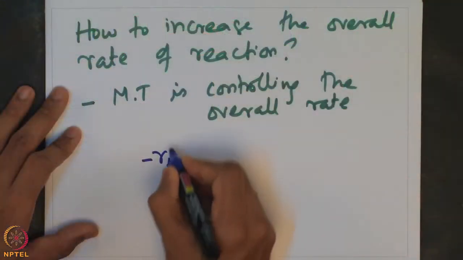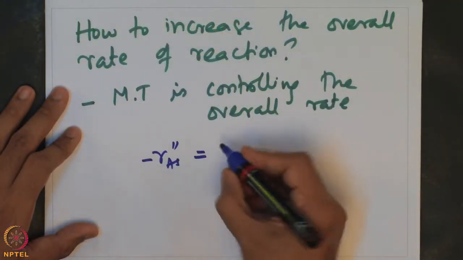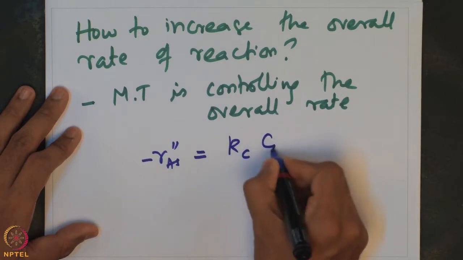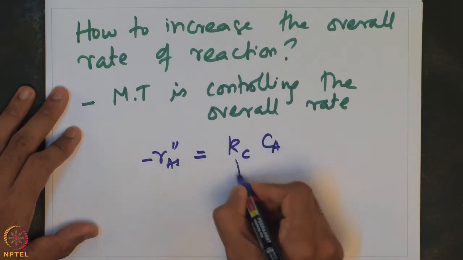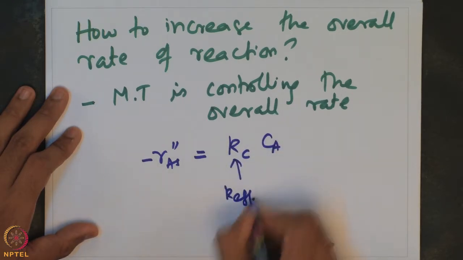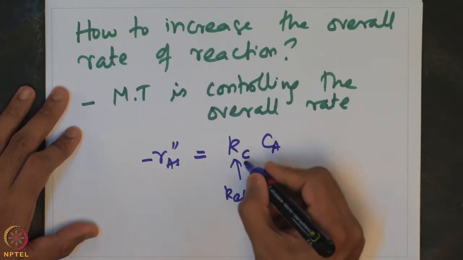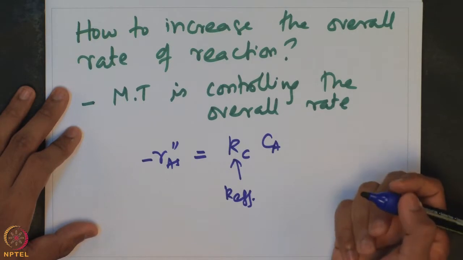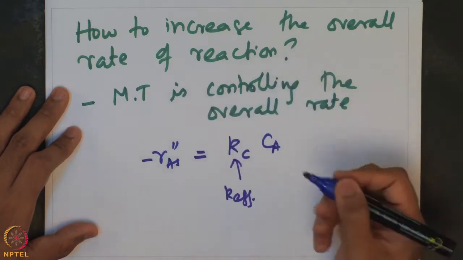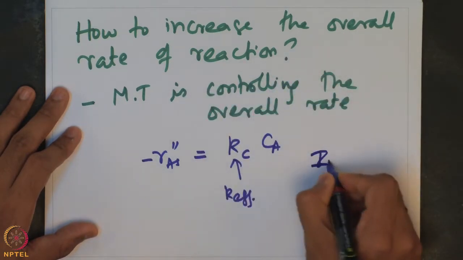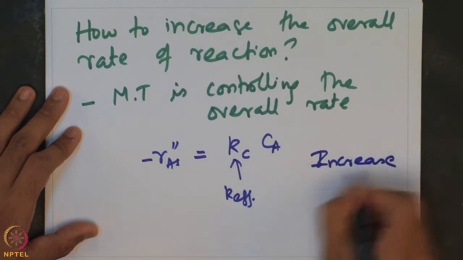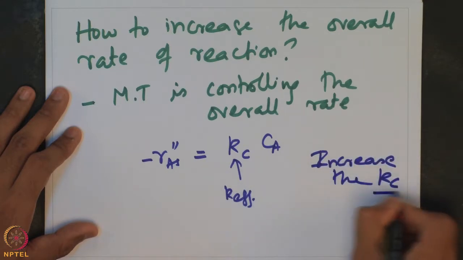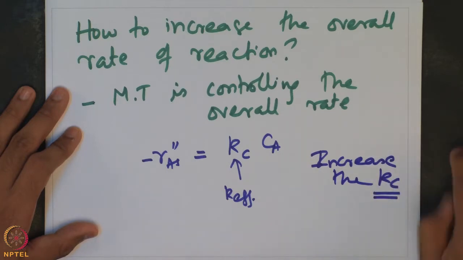We derived that the overall rate is essentially given by Kc into Ca, where this is nothing but the effective rate constant. And if the effective rate constant is controlled only by the mass transport coefficient, then the way to increase the overall rate of reaction is by increasing the mass transport coefficient Kc. Now, how do we increase mass transport coefficient?